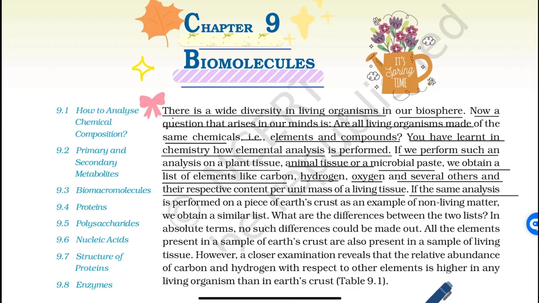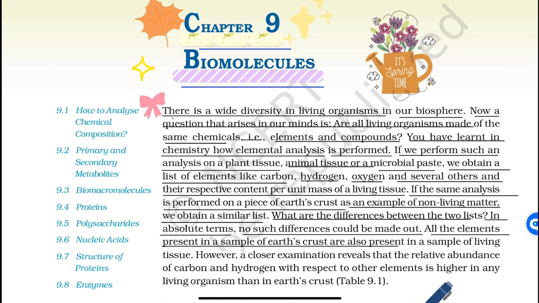If the same analysis is performed on a piece of Earth's crust, as an example of non-living matter, we obtain a similar list. What are the differences between the two lists? In absolute terms, no such differences could be made out. All the elements present in a sample of Earth's crust are also present in a sample of living tissue. However, a closer examination reveals that the relative abundance of carbon and hydrogen with respect to other elements is higher in any living organism than in Earth's crust.